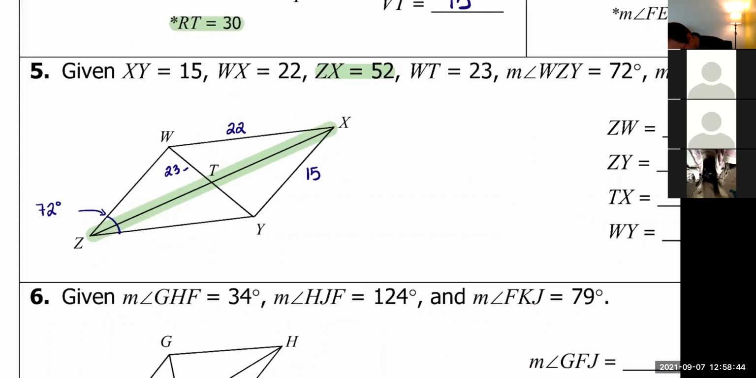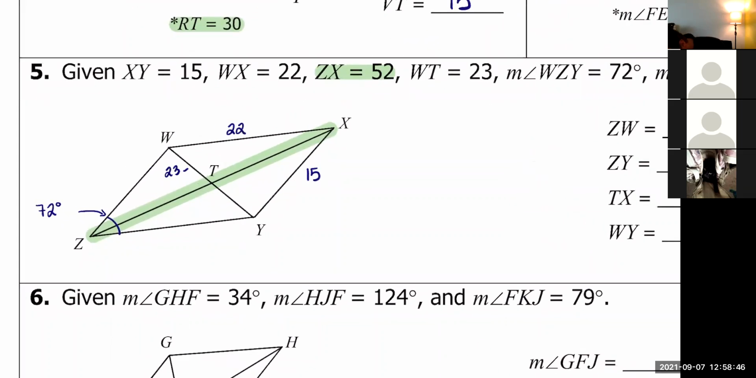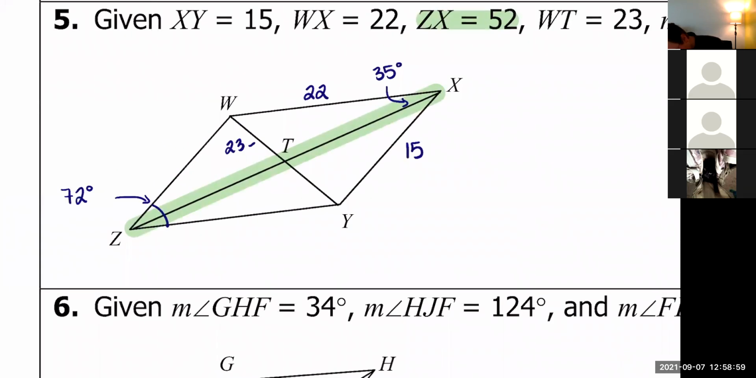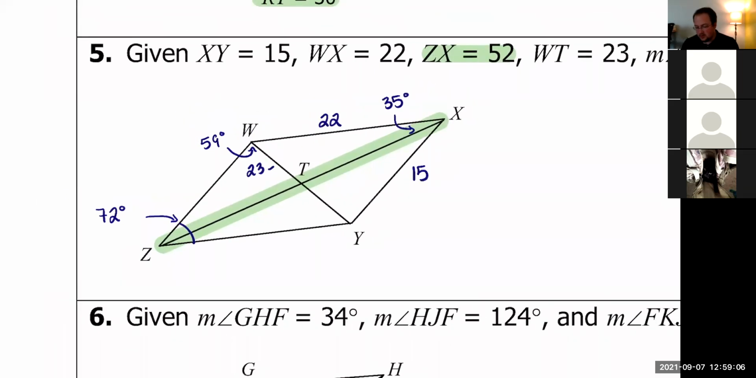WXT, which is right in here, is 35 degrees. And ZWT is 59 degrees. So what a mess. Just because there's so many measurements going on in this one. But I've kind of got them visually on there, so hopefully we can start to work through this process.